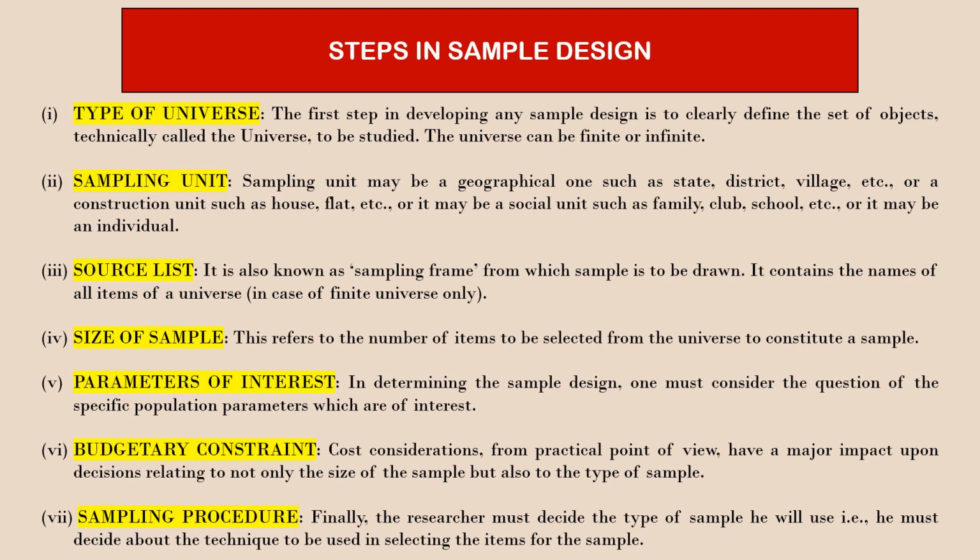Next is budgetary constraint. The amount that we have with us, taking that into consideration, we have to design the experiment. So this also plays a very important role here. Next is sampling procedure, where the researcher has to decide the type of sample he wants to use, or what collecting technique he wants to use for collecting the data or collecting the sample. So this also is a very important thing, because any little mistake will give us sampling error.